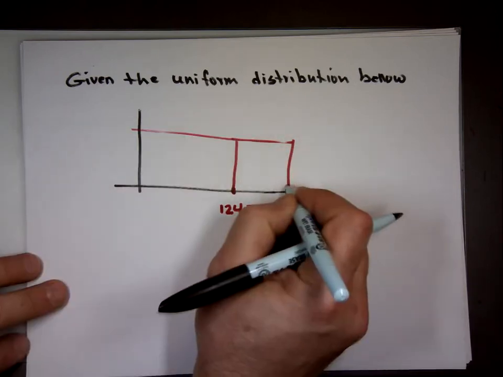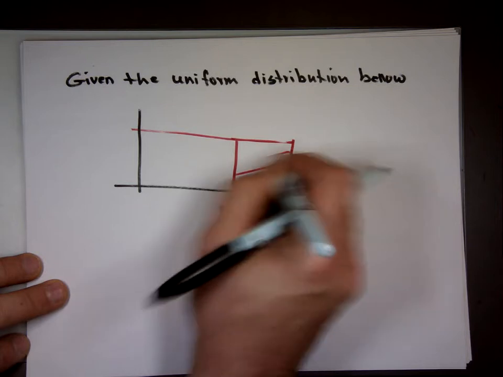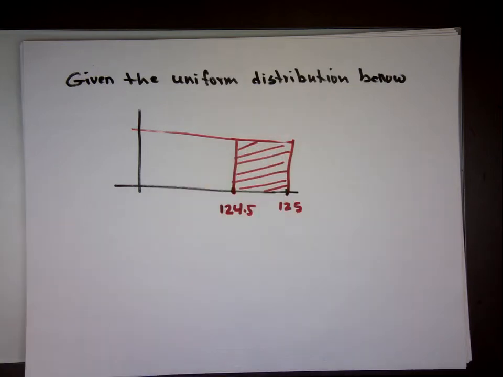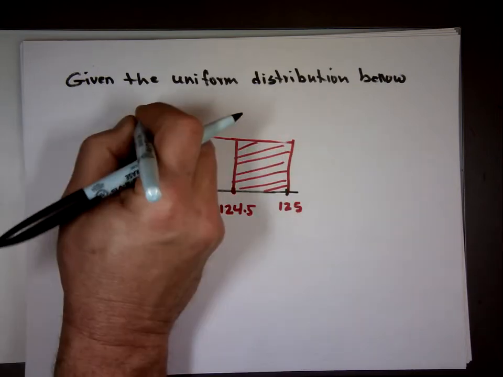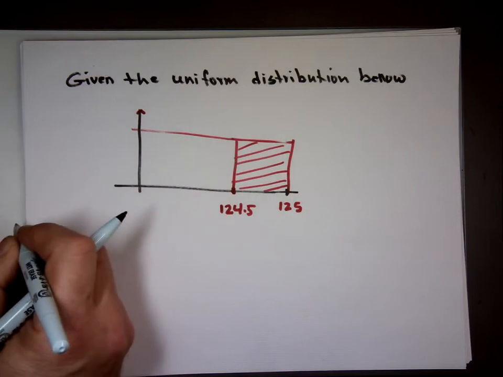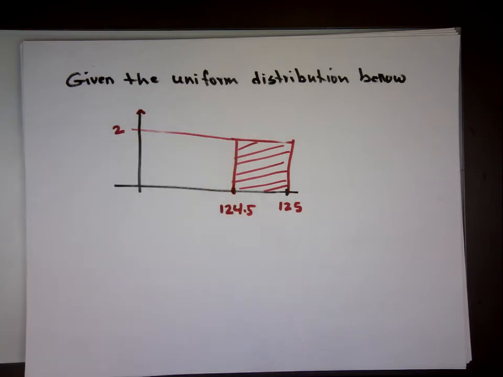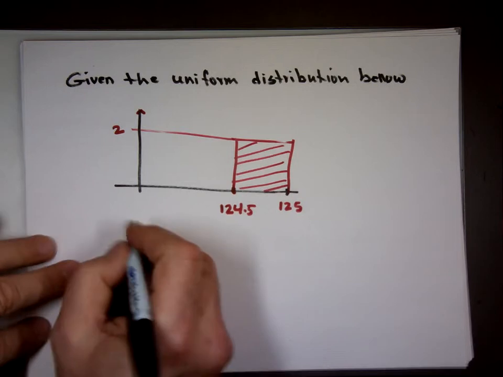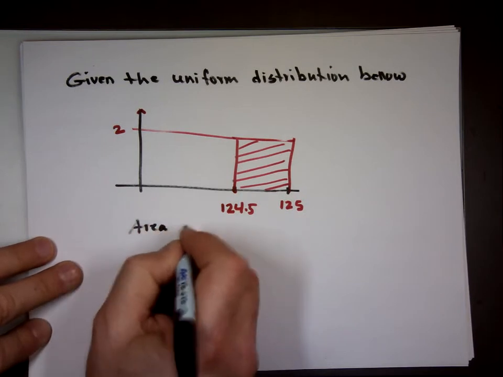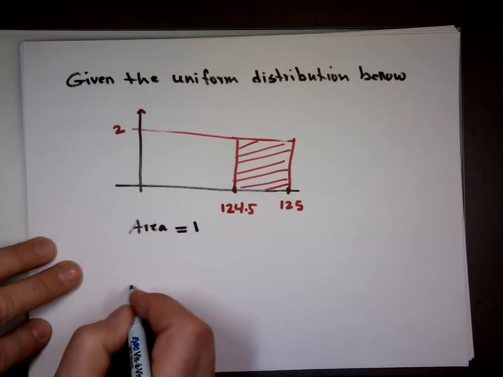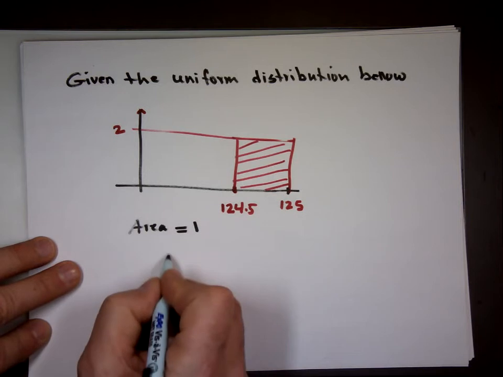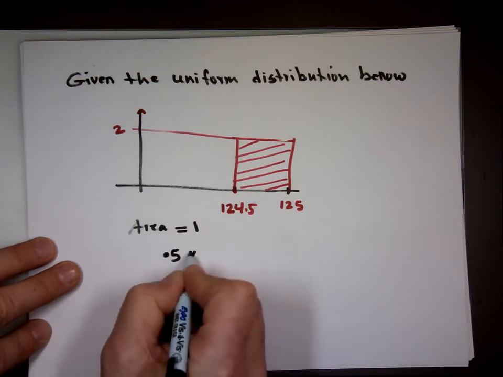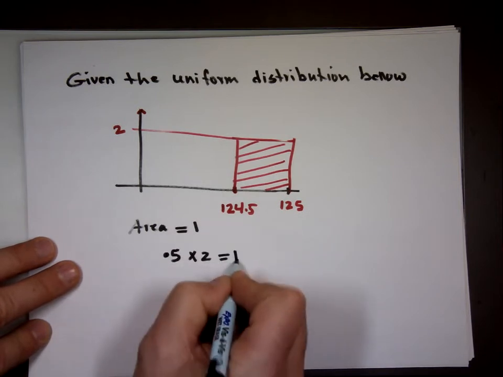So all the voltages are right there. What's the height of that? It's got to be 2. Why? Because the area always has to equal what? 1. So since the width is what? 0.5. 0.5 times 2 will give me an area of 1.